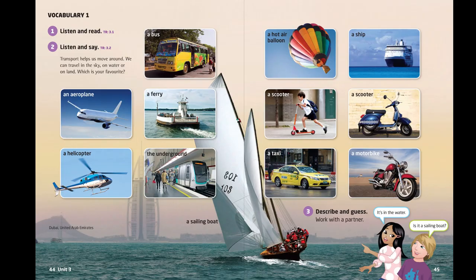Unit 3. Track 3.1. Vocabulary 1. Activity 1. Listen and read. Transport helps us move around. We can travel in the sky, on water, or on land. Which is your favourite?